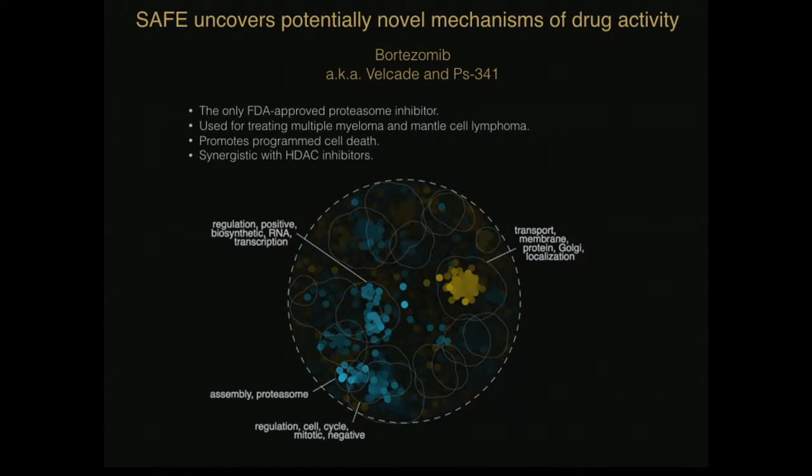So bortezomib is a proteasome inhibitor, so this makes sense. It is synergistic with HDAC inhibitors, so this makes sense. And people think that it's an anti-cancer drug because it prevents the degradation of pro-apoptotic factors. So in a way, it promotes programmed cell death. So probably the cell cycle regulation also makes sense. What didn't make sense is this thing over here.